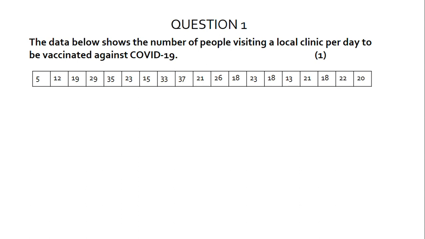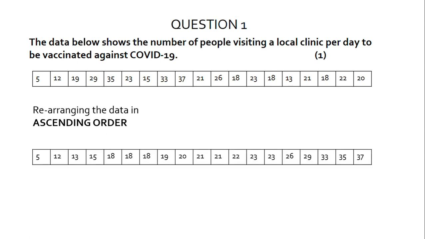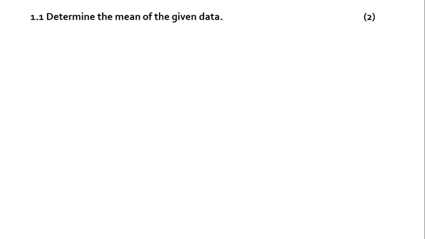Now, the data below shows the number of people. So this is what we were given. The first thing, as we already spoke, is that we need to rearrange the data in ascending order. So now you have rearranged starting from the smallest, which is 5, and going to the maximum, which is 37. This will then allow you to answer this question.